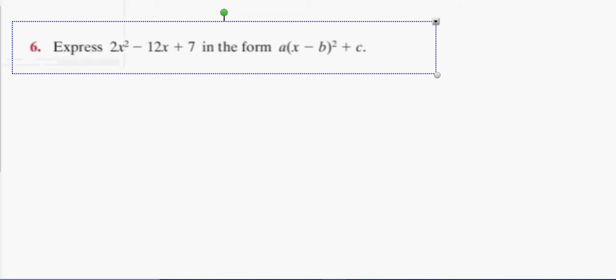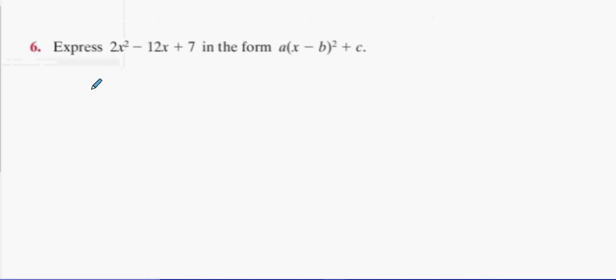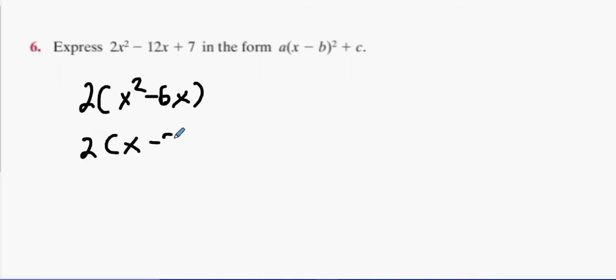Guys, here's what you're going to do. First thing you're going to do is take out the 2, isn't it? What's left over? Okay, half the 6x and square out. So it's going to be x minus 3 squared. You always half the middle number and put it into a perfect square.